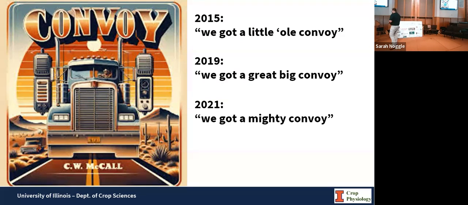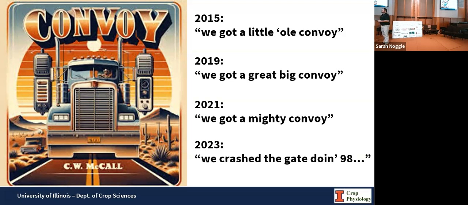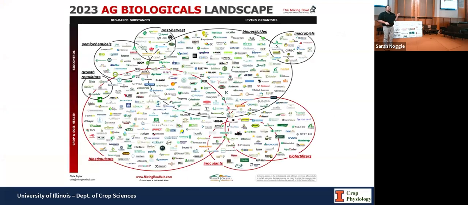So 2021, it was mighty convoy, and I'd say that in 2023, they crashed the gate to a 98, let those products roll. Because how many of you have seen this diagram? Like I said, you don't want to see a slide from a presenter on something you can't see.